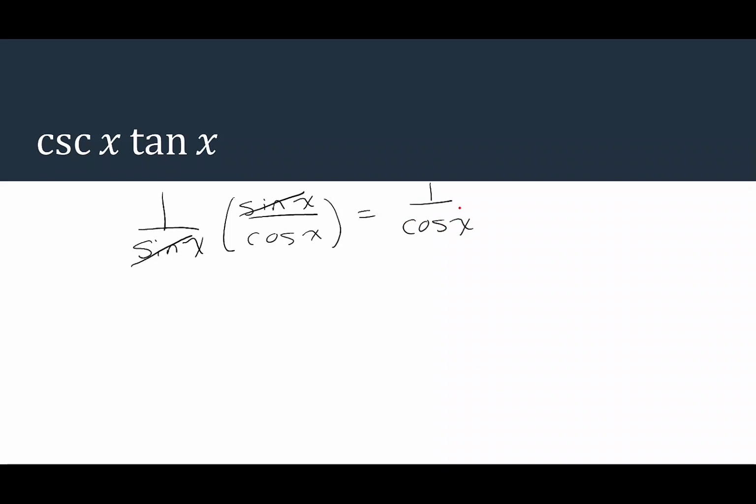Our next one says cosecant x times tangent x. Let's rewrite cosecant as 1 over sine x, and we can write tangent as sine x over cosine x. The sine x cancels, so I'm left with 1 over cosine x. 1 over cosine x we can then simplify to secant x.